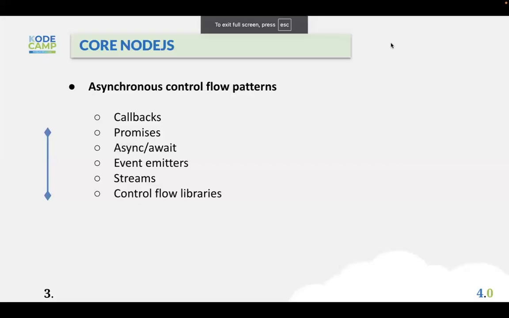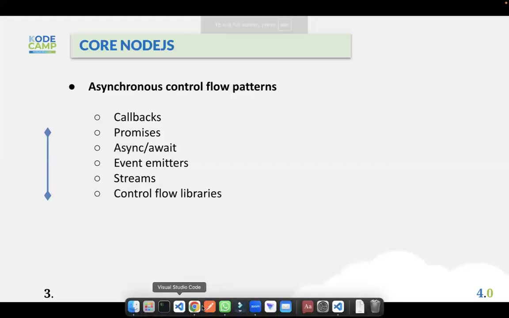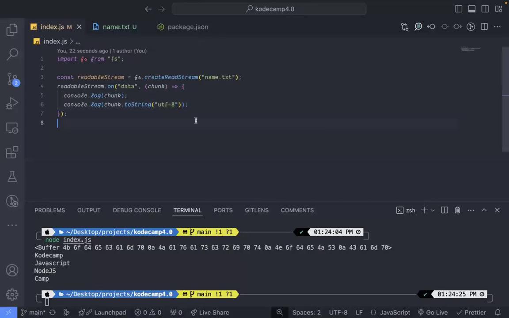Moving on, this is basically how we can create a readable stream with the FS createReadStream module. So the FS createReadStream creates a readable stream from the data. This is our data, the name txt file, and we're using the data event. So whenever a chunk of data is available, the listener function is called with the data chunk as argument.